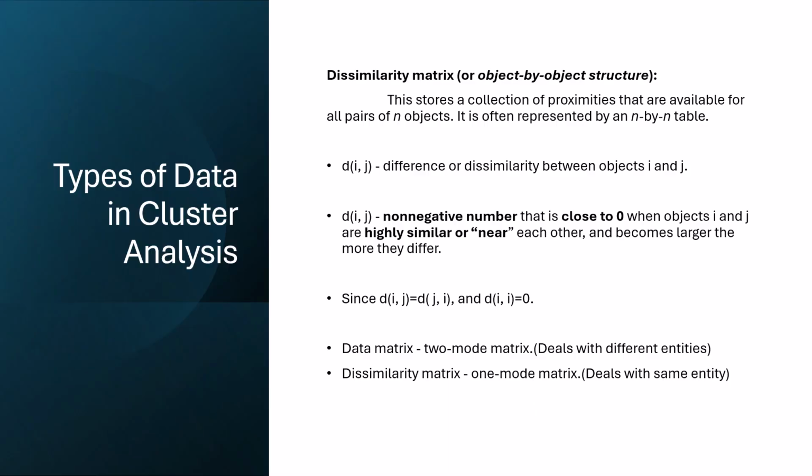Thus, the data matrix is defined as a two-mode matrix, which deals with different entities. The dissimilarity matrix is known as a one-mode matrix, which deals with the same entity.